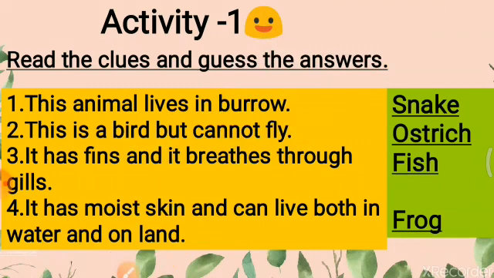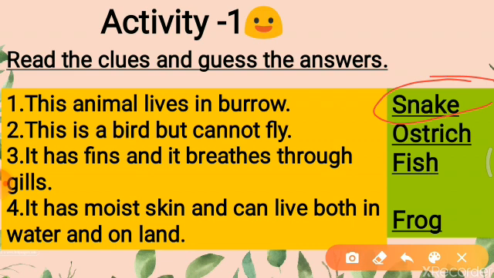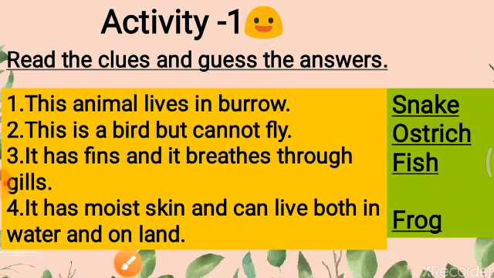Yes, you're right. This animal lives in a burrow: snake. Correct answer. Snake lives in a burrow. Except a snake, there are so many animals that live in a burrow, like rabbits, rats. This is a bird but cannot fly: ostrich. Good. Correct. It has fins and it breathes through gills: fish. Very good. It has moist skin and can live both on land and in water: frog. Correct answer.